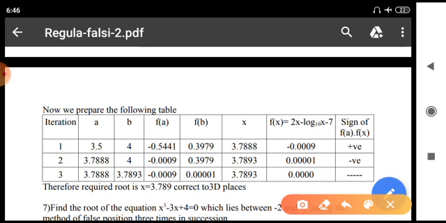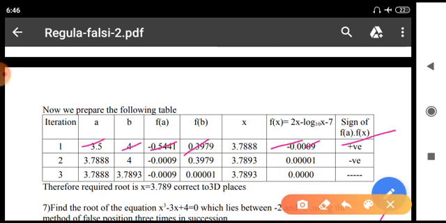First approximation or iteration: a is 3.5, b is 4, f of a is minus 0.5441, f of b is 0.3979. So the x value we will get is 3.7888. F of 3.7888 is minus 0.0009. So f of a is negative, f of x is negative, so the product has to be positive.